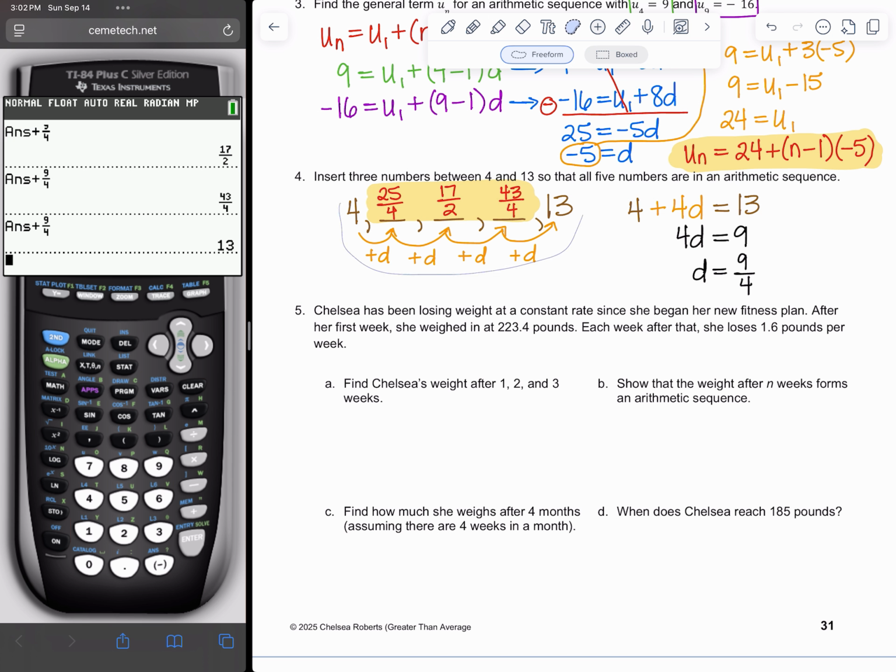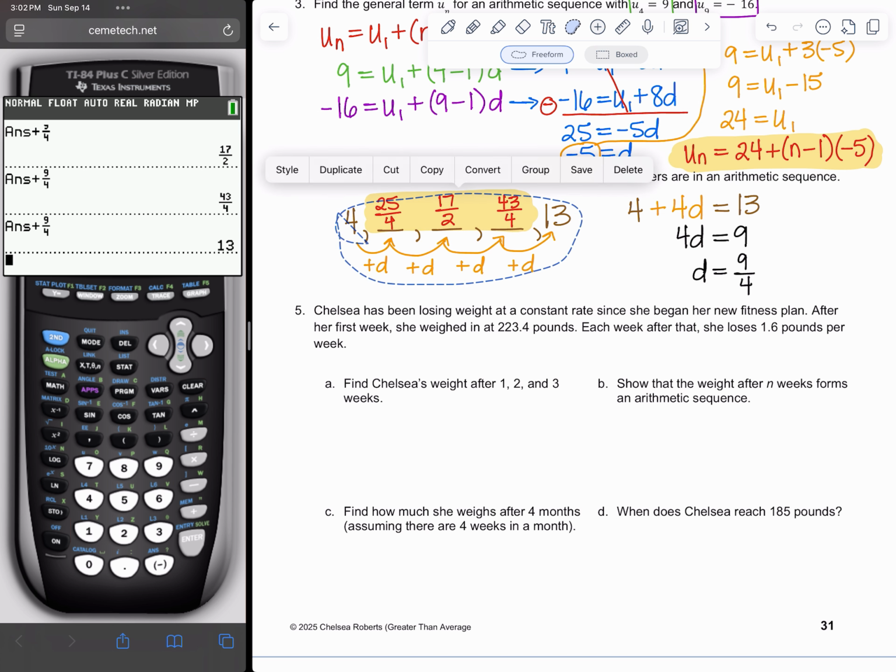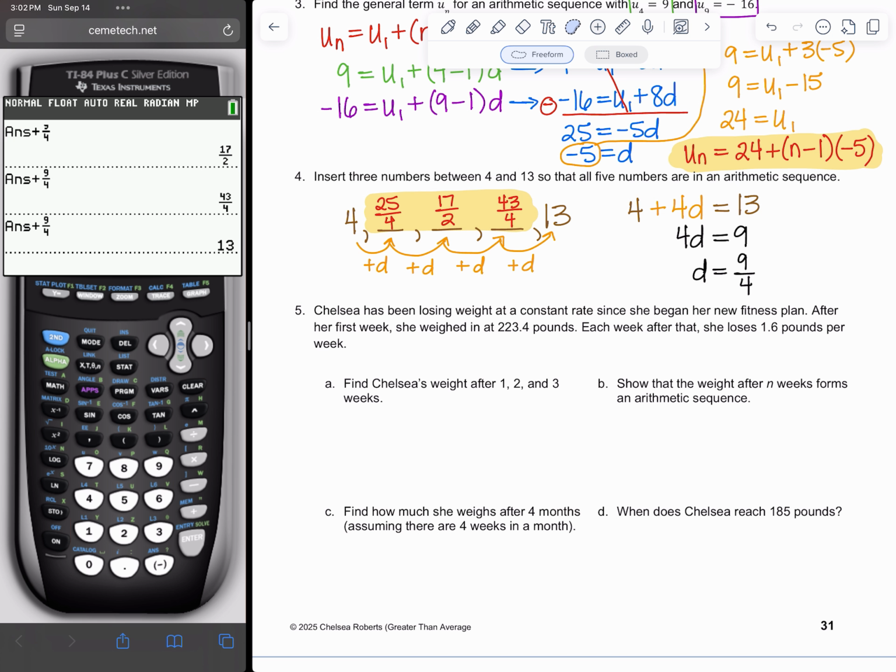Okay, so now let's look at number 5. So number 5 is talking about Chelsea has been losing weight at a consistent rate since she began her new fitness plan. After her first week, she weighed in at 223.4 pounds. Each week after that, she loses 1.6 pounds per week. Find her weight after 1, 2, and 3 weeks.